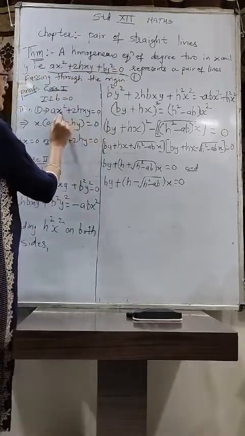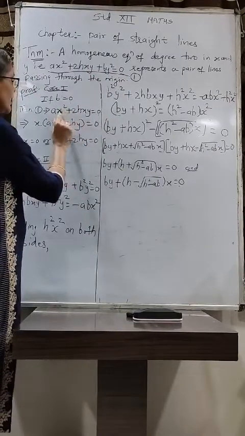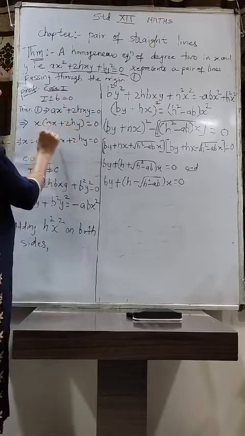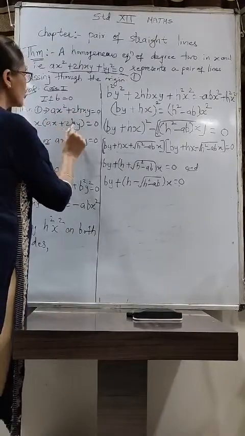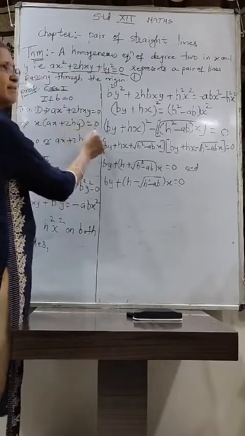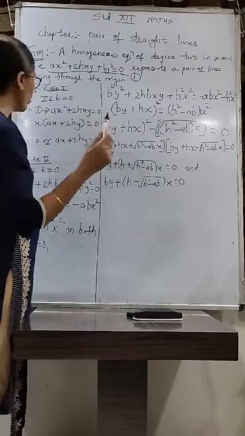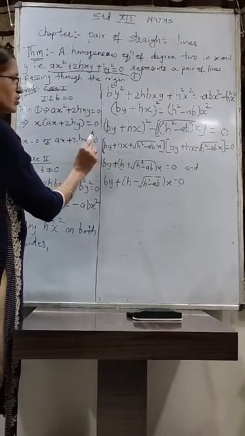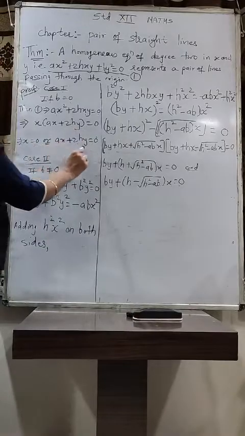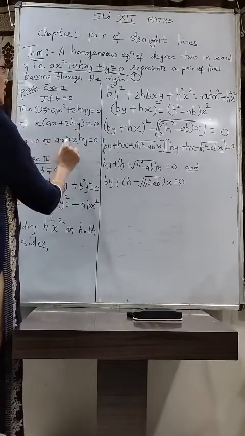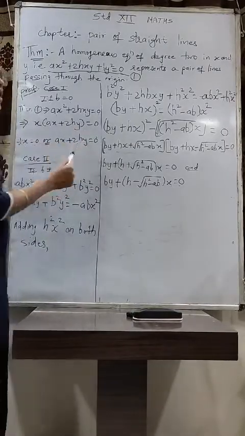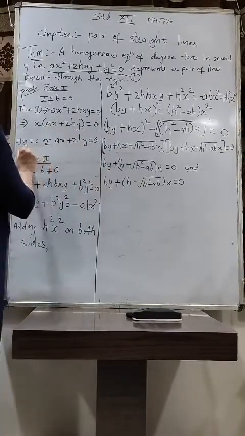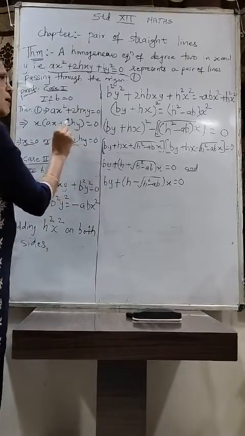Now from this, take out x common. If you take out x common, we are left with ax plus 2hy. So we are getting two terms whose multiplication is equal to 0. Therefore we are getting two factors, x equal to 0 and ax plus 2hy equal to 0. And these are linear equations, x equal to 0 and ax plus 2hy equal to 0. Linear equation means again the equation of a straight line. Therefore these two represent two straight lines passing through the origin.